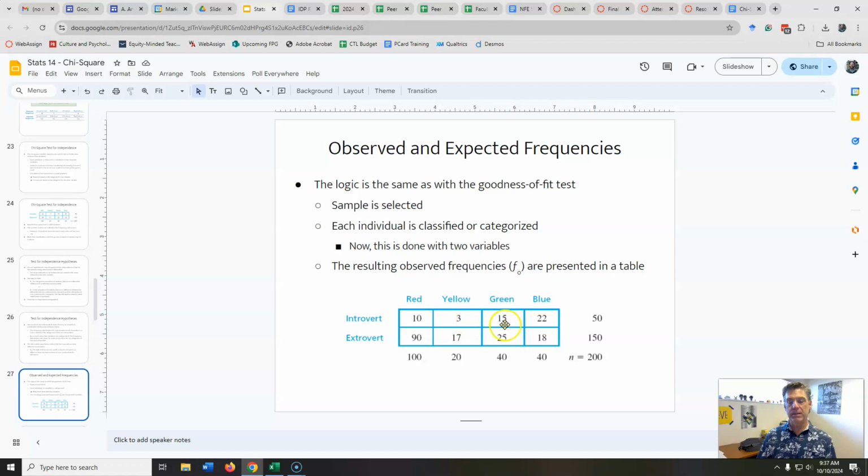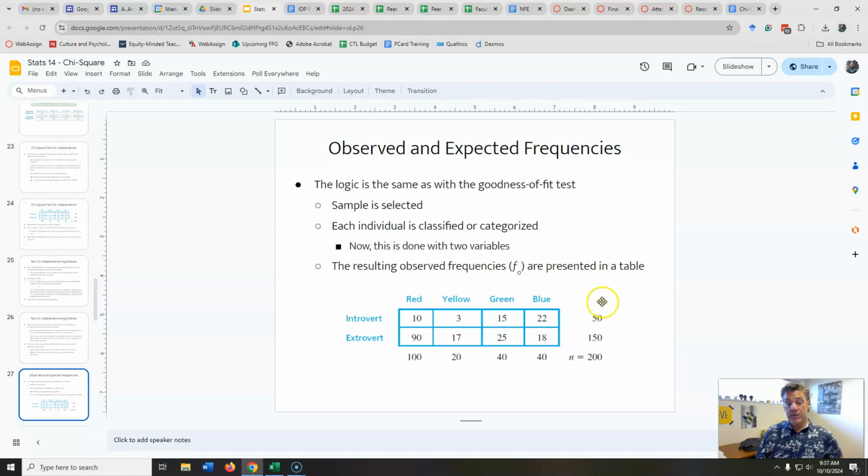If we add up 10 plus 3 plus 15 plus 22, we get 50. If we add up 90 plus 17 plus 25 plus 18, you get 150. If you add up 10 plus 90, you get 100. 3 plus 17 gives you 20. 15 plus 25 is 40. 22 plus 18 is 40. Those are what we call our row totals and our column totals. And then the total is just the total number of people. You could add up 50 plus 150, or to verify, add up 100 plus 20 plus 40 plus 40.